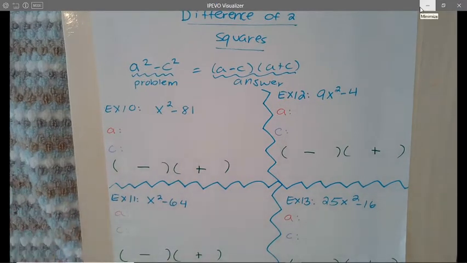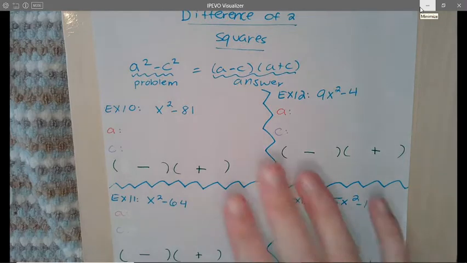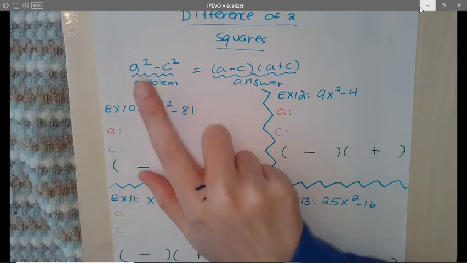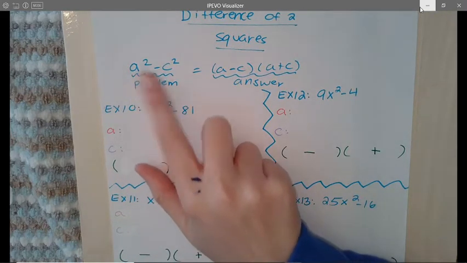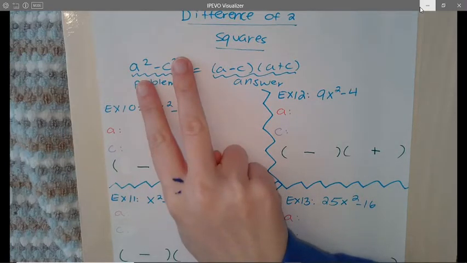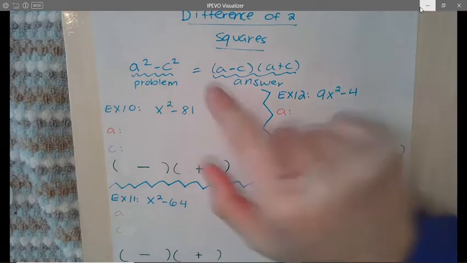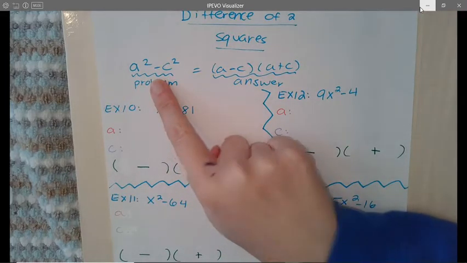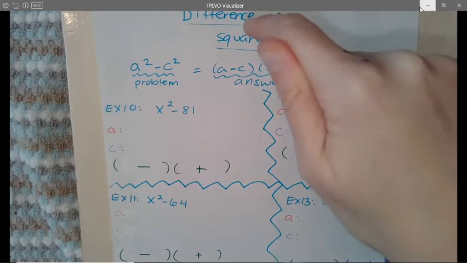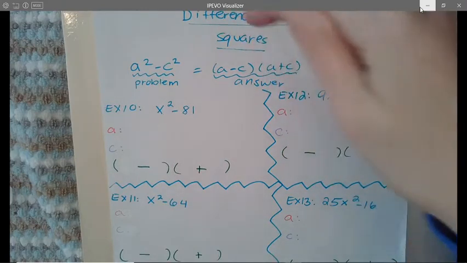But anyways, we're gonna do 4 problems. And again, your problem that you're gonna be getting will look like this. You're gonna have 2 terms. They're both gonna be perfect squares, which means you can square root them. And then they're gonna be subtracting. Difference of 2 squares, or difference of 2 perfect squares.